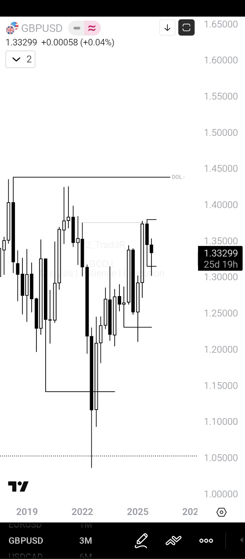It's been a while since I uploaded one here, and today we are going to be looking at GBPUSD. And as you can see here, this is a 3-month chart. You know how I like to do my analysis. I like looking at the higher time frame a lot.